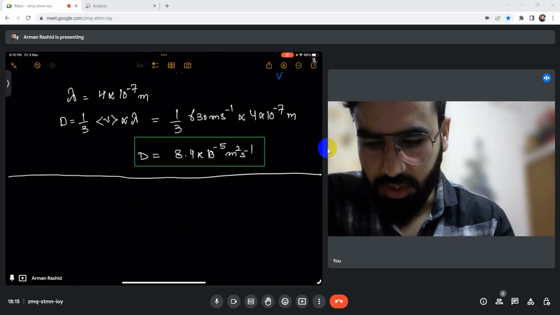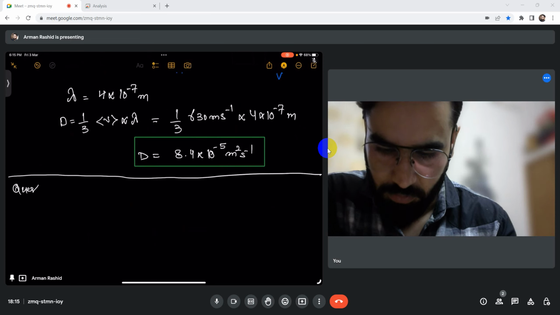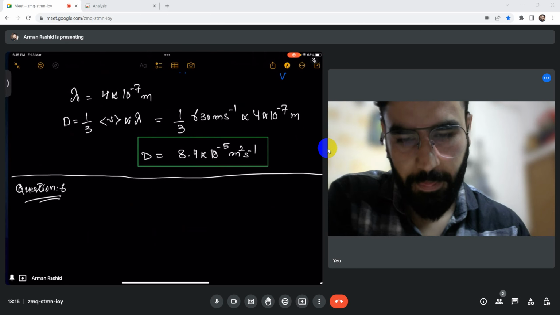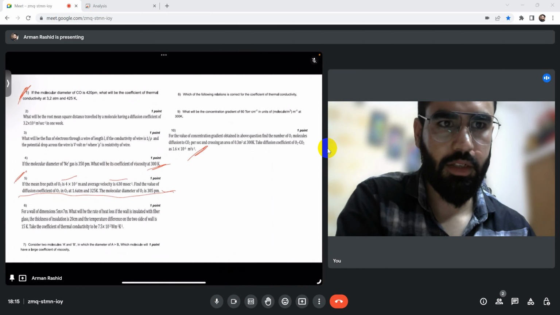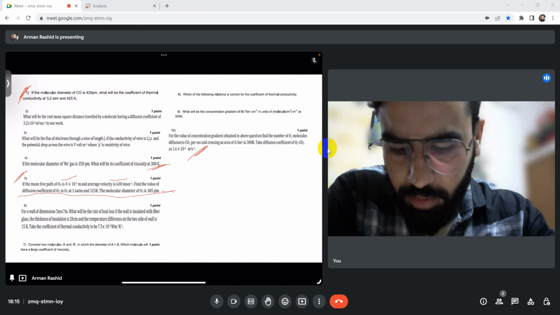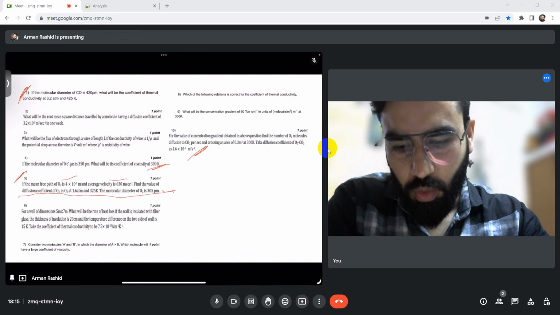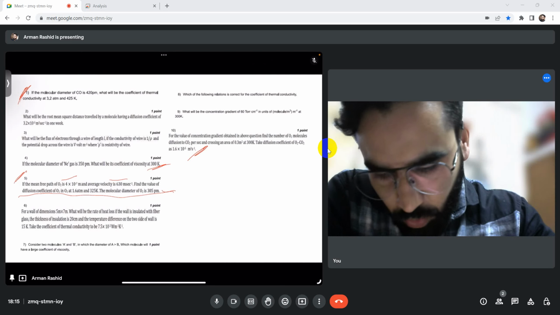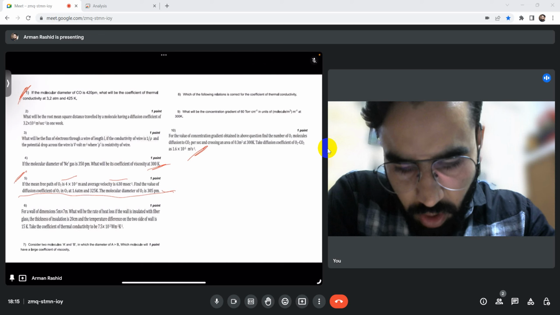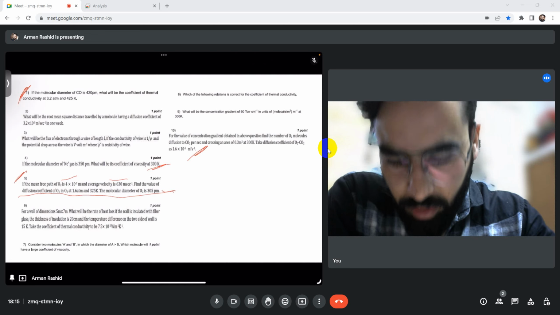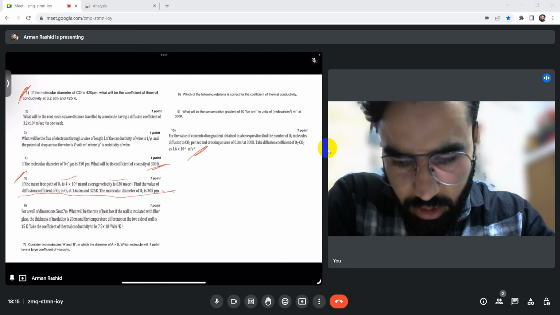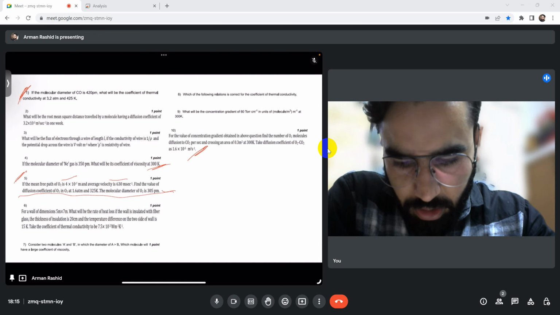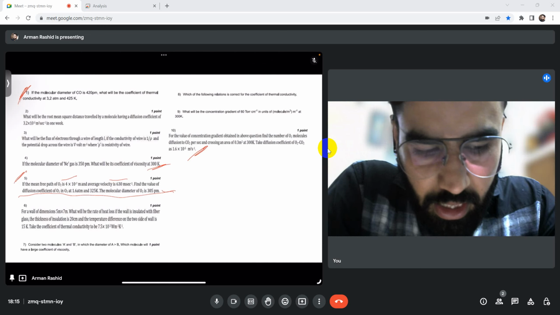Let us go to question 6. For a wall of dimension 5 meter into 7 meter, what will be the rate of heat loss if the wall is insulated with fiberglass? The thickness of the insulation is 20 centimeter and the temperature difference on the two sides of the wall is 15 Kelvin. Take the coefficient of thermal conductivity to be this. So this is regarding the insulation.